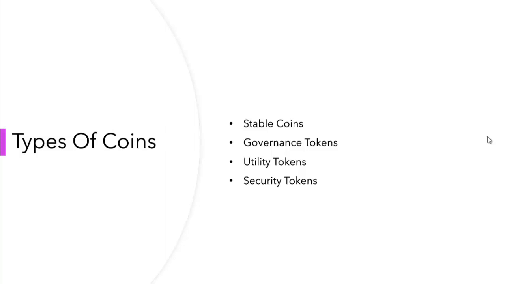Next one is utility tokens. Utility tokens are integrated into an existing protocol, and they are used to access the services of that protocol. I know it's a lot of English for some people. So basically what it means is like using a cryptocurrency.